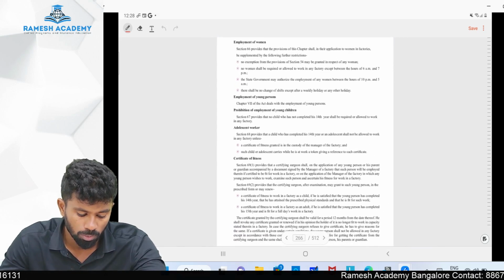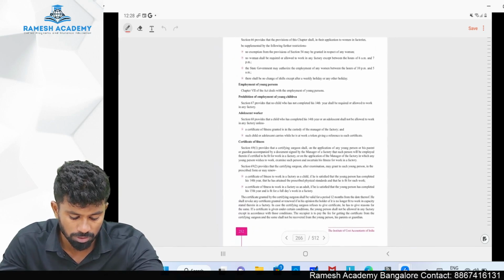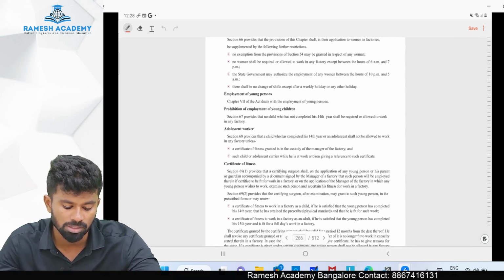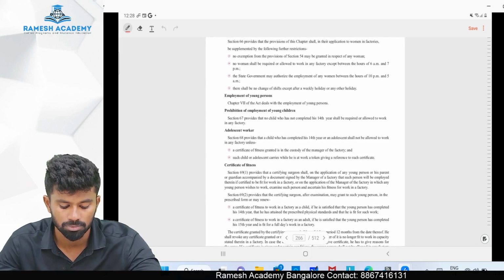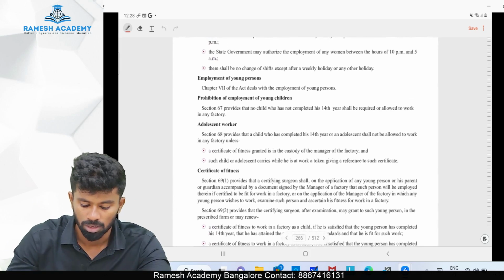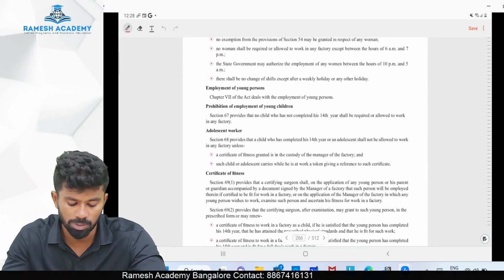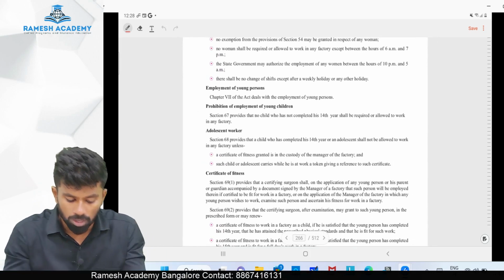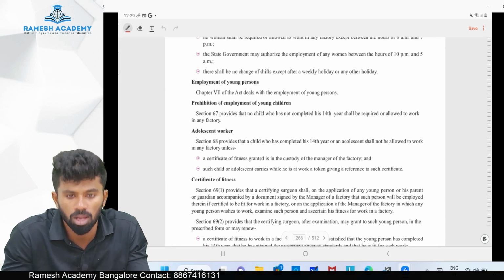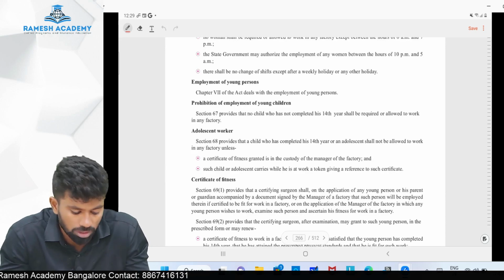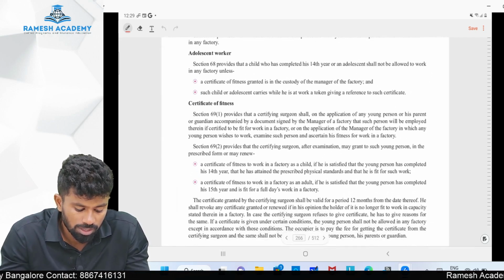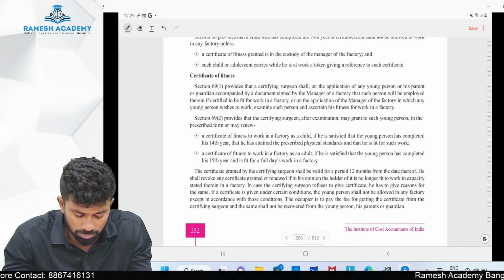Employment of women as well as employment of young person. Can we employ a woman between 6 a.m. to 7 p.m.? They can be employed to work only between 6 a.m. to 7 p.m. Can she be employed before 6 a.m.? No. State government may authorize the employment of any woman between 10 p.m. to 5 a.m., allowed only if the central or state government authorizes it. Employment of young person we discussed. Certificate of fitness we have discussed.